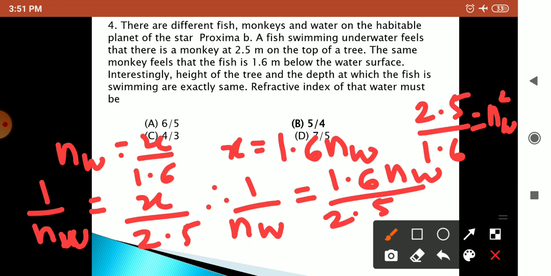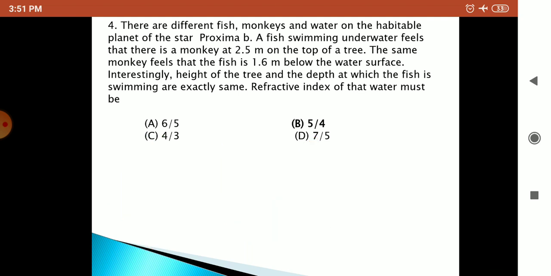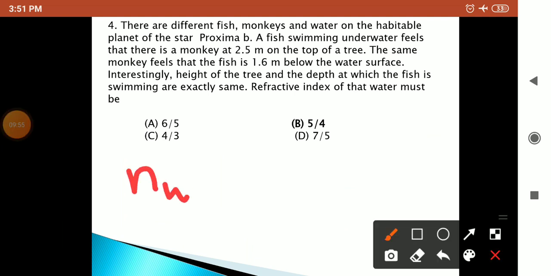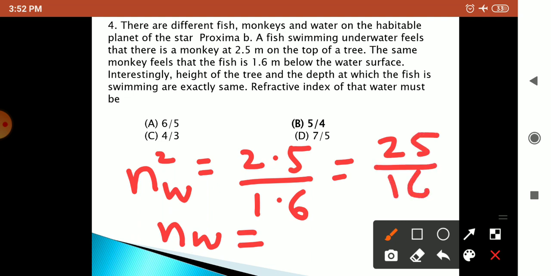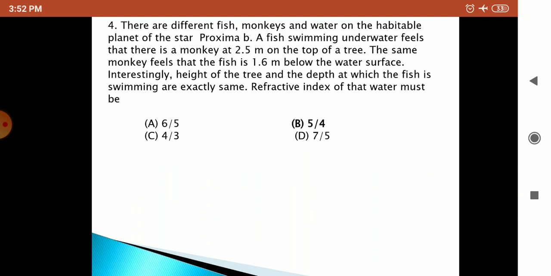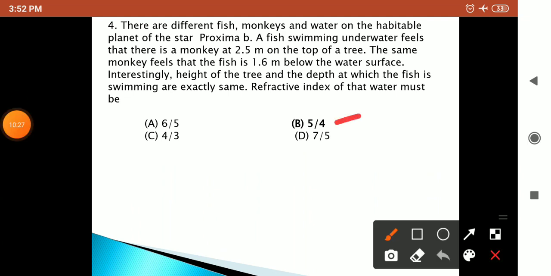By taking its square root we get NW square is equal to 2.5 upon 1.6. So NW, the refractive index of water, we can take as 25 upon 16 under the root. So it is 5 upon 4. Any doubt in this one, just comment on it. The answer for this is 5 upon 4.